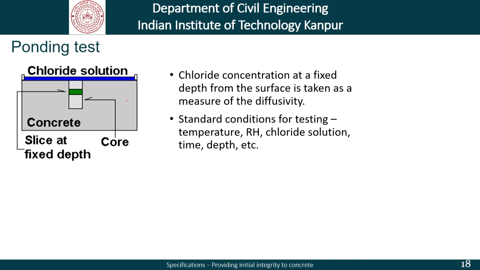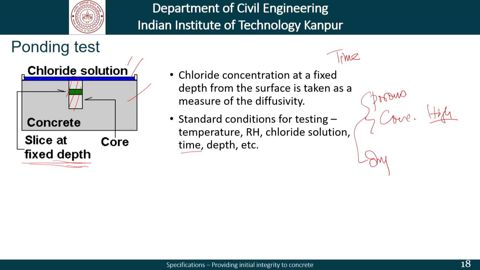And the last test that we talked about was the ponding test, where the concrete surface or a concrete slab is basically ponded with a chloride solution, and after a fixed amount of time we try to have a core and measure the chloride concentration in a slice at a fixed depth. Now obviously if this concrete was porous, then this concentration will be, let us say, high compared to a concrete which is impervious, and in that case the concentration under similar conditions would be much lower.